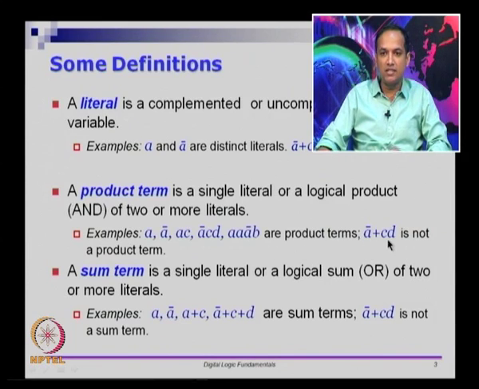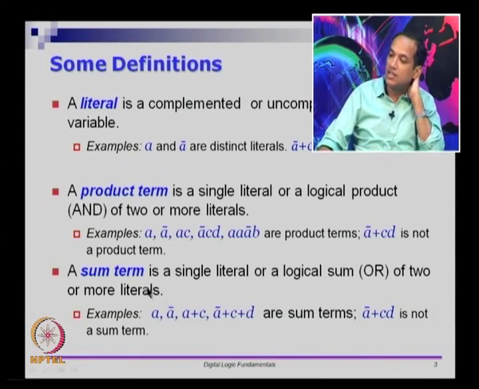A bar plus cd is not a product term because this involves a plus here. It means a bar or cd. You cannot rewrite this using only single literals and their products. So all these are product terms, and this is not a product term.